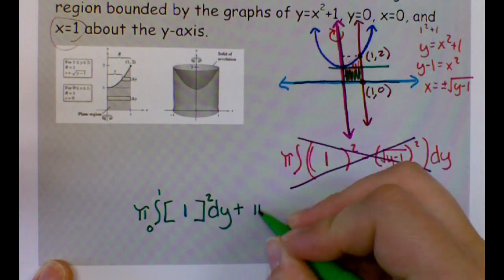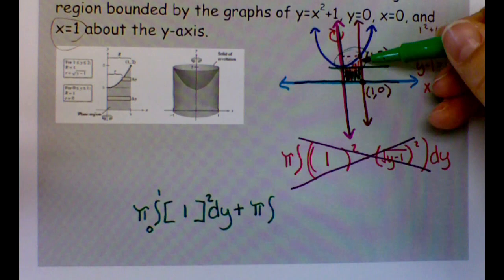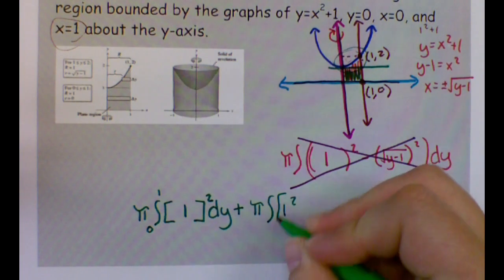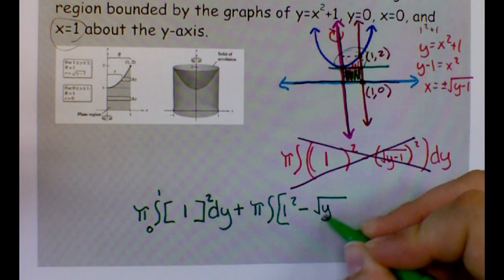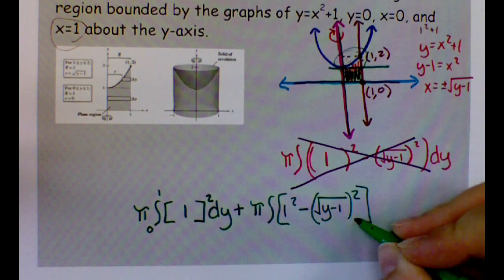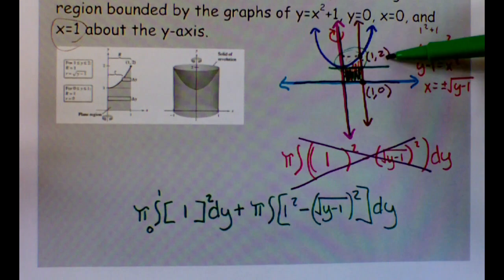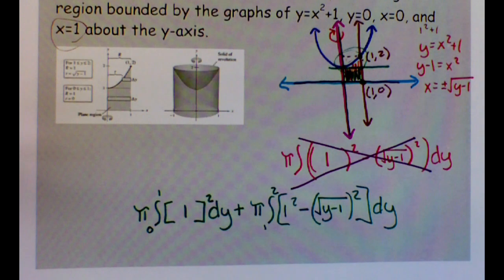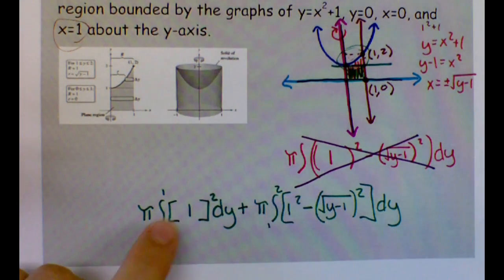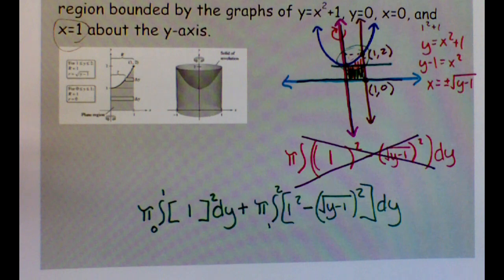Plus pi times, now we deal with the part with the hole in it. So we take our outer function, which is 1 squared, minus the inner function, which is square root of y minus 1 squared dy. Our bounds of integration there, well, y starts at 1, ends at 2 because that's that intersection we found, so 1 to 2. It looks very similar, but we cannot just add those together because this first part does not deal with the square root of y minus 1. Because it does not exist there. If your function doesn't exist there, you can't use it.